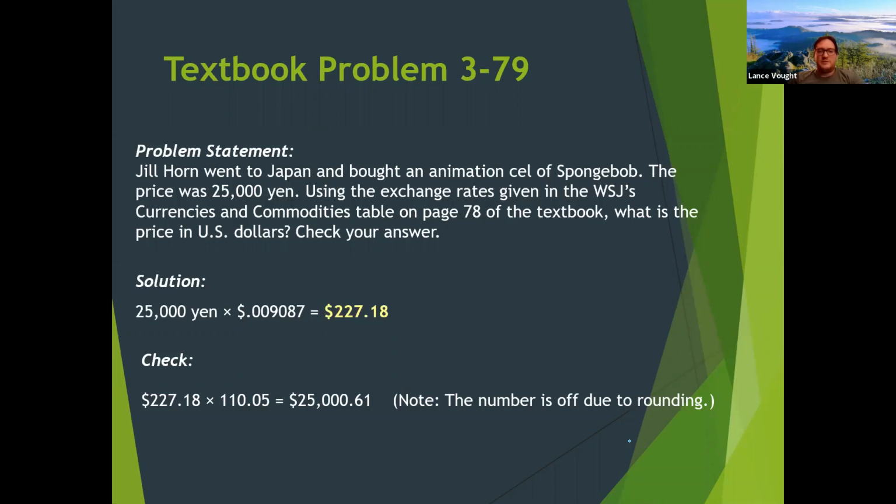And then this is the reverse scale. So if you do 1 divided by 0.009087, you would actually get that $1 is equal to 110.05 yen.